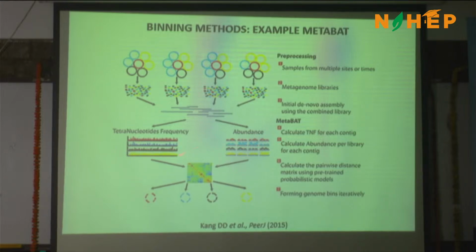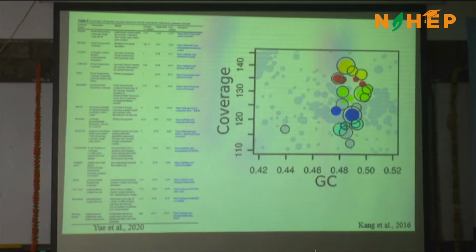Then it creates these kinds of heat maps where you have the tetranucleotide frequency on one axis, and the abundance on the other. And then it compares them, and it gives you the probability that these contigs will be together in a single bin. I'm not going to go into detail here, but basically at the end, what you get is a list of genomes with high probability of being a draft genome. Here is an example. I hope you can see. I don't want you to look at the table. This is just for your information.